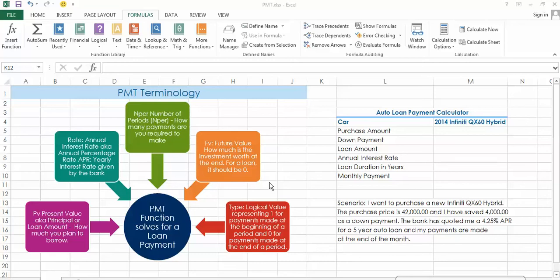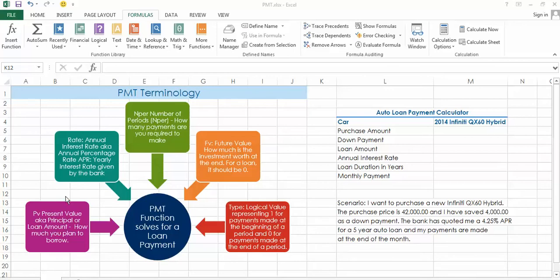The payment function is used to help you calculate what a monthly payment would be on a loan, either for maybe a car or for a house. And to be able to use the payment function properly, you have to be familiar with terminology that applies to the payment function used by Microsoft Excel, and of course terminology that's used in the banking and finance industry.